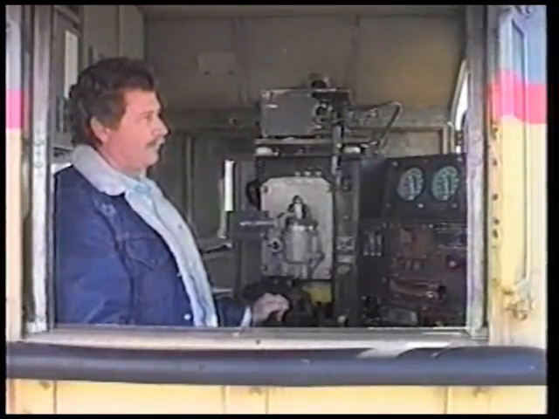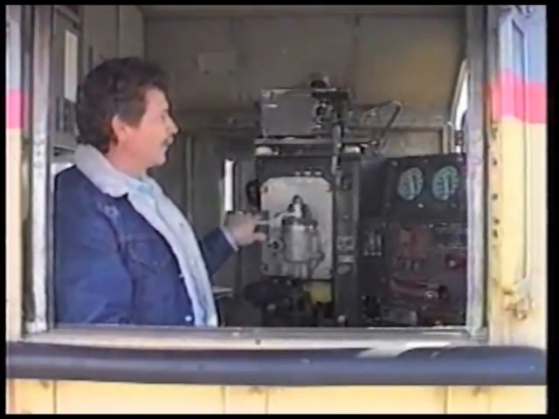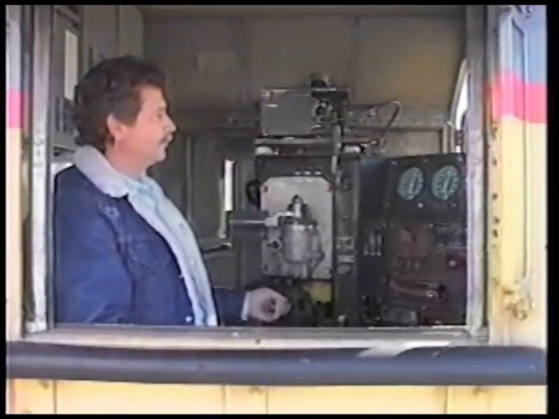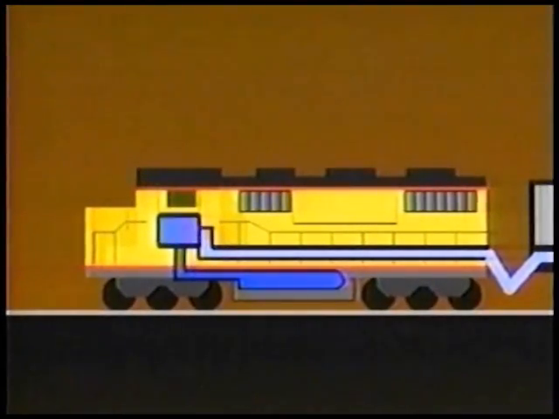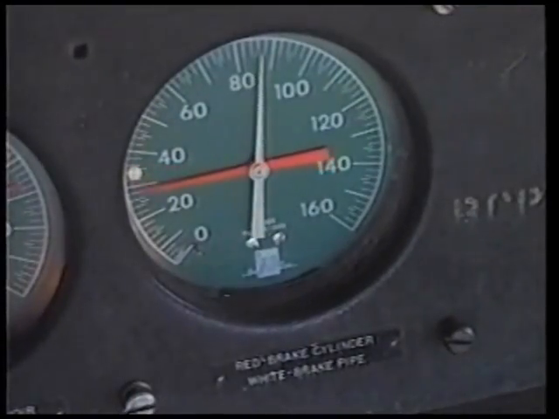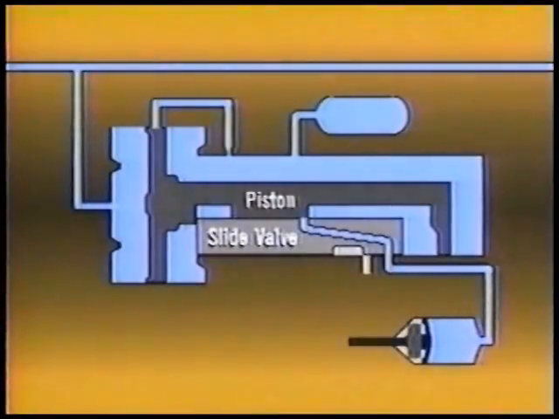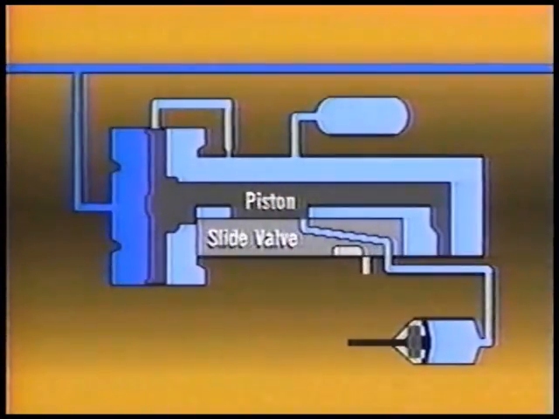When the engineer decides it's time to release the brakes, he moves the automatic brake handle to the release position. This allows air to flow from the main reservoirs on the locomotive into the brake pipe, increasing the pressure in the brake pipe. Looking once more at the control valve operation, as brake pipe pressure increases throughout the train, pressure is also building on the left side of the piston. Once the pressure on the left side of the piston becomes 1.5 pounds greater than the right side, the piston moves. This movement of piston and slide valve accomplishes two things.